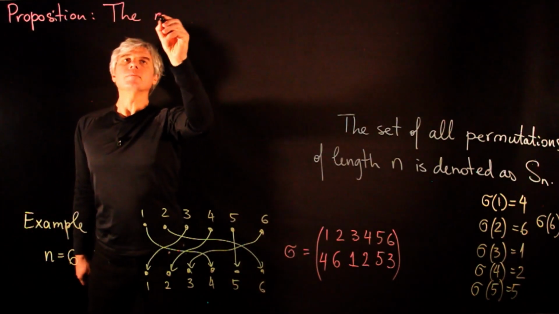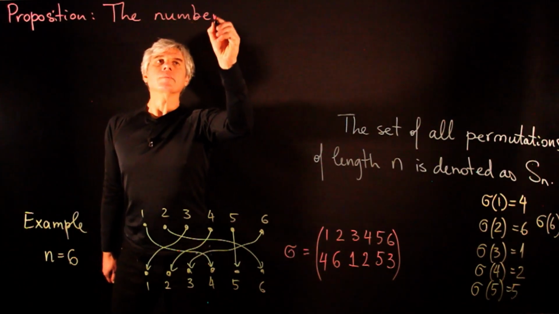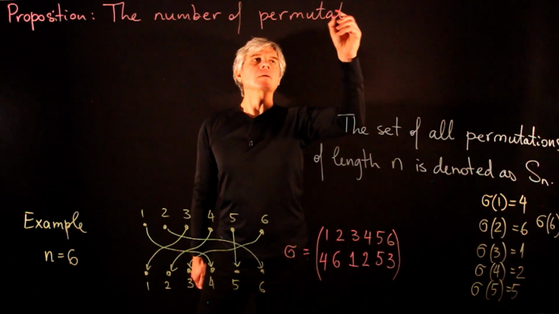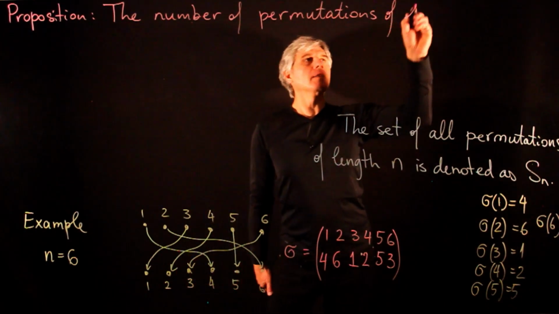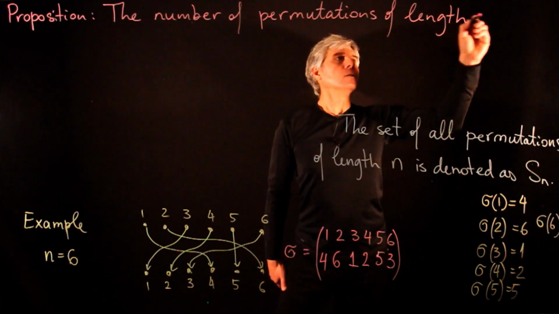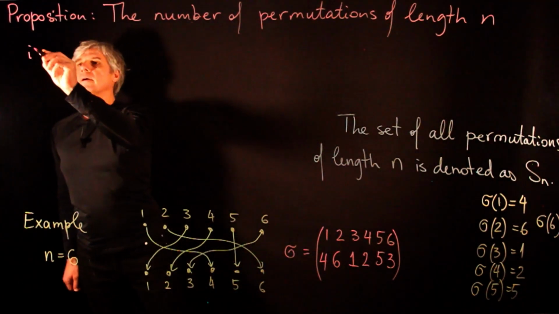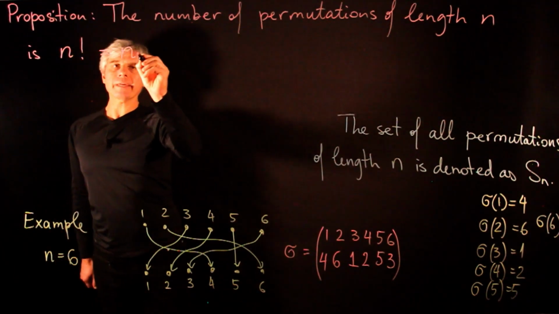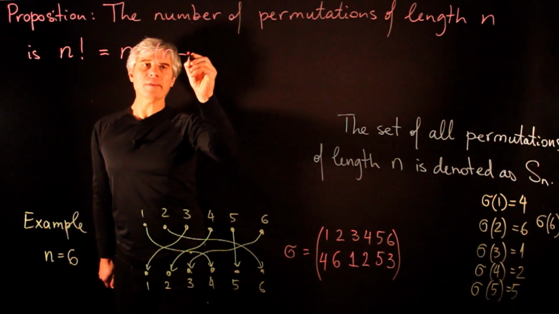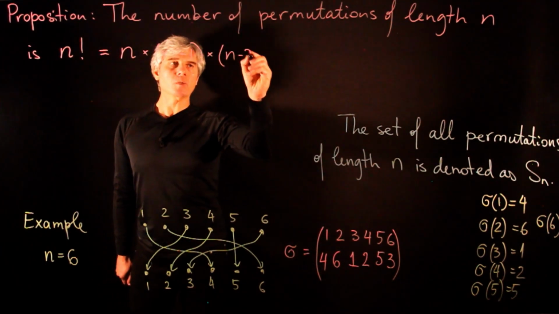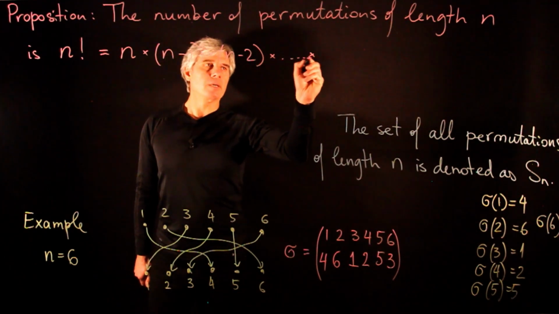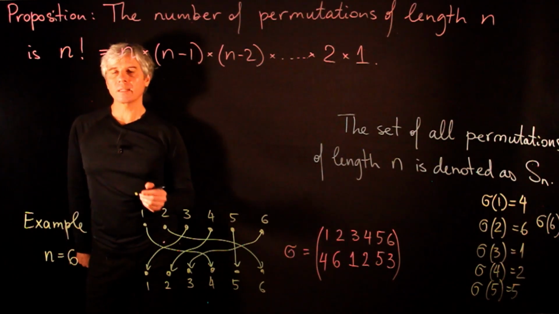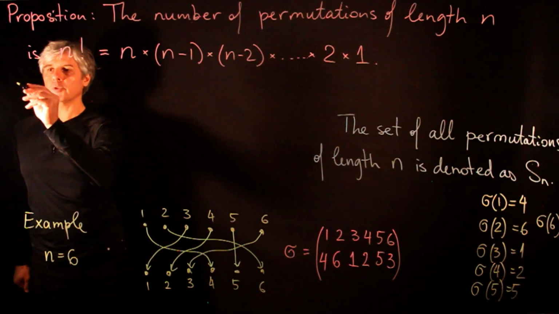The number of permutations of length n is n factorial, which is the product n times n minus 1 times n minus 2 times ... times 2 times 1. To prove this proposition, let us think, how can we build a permutation?